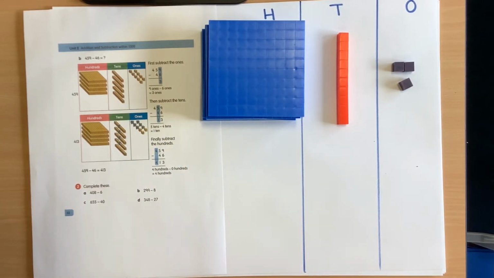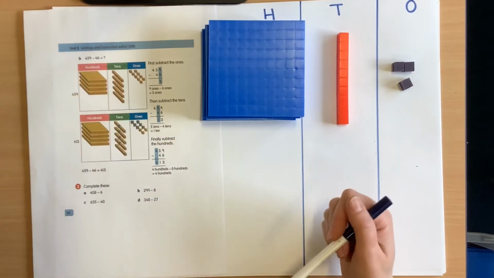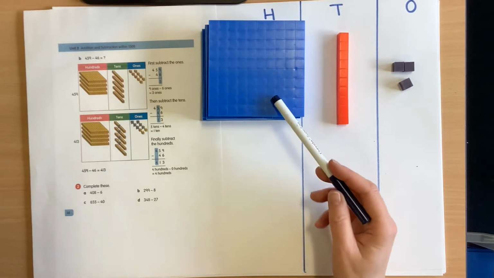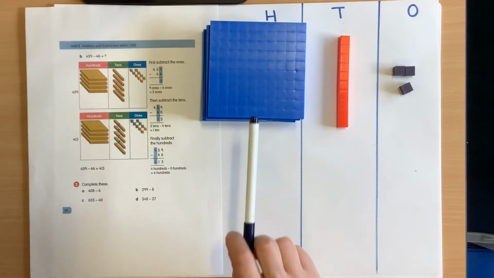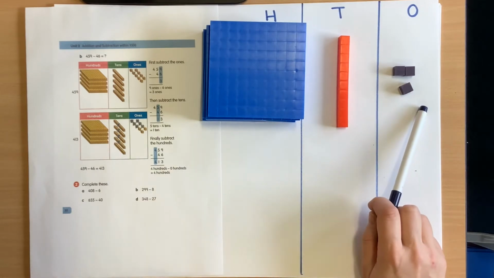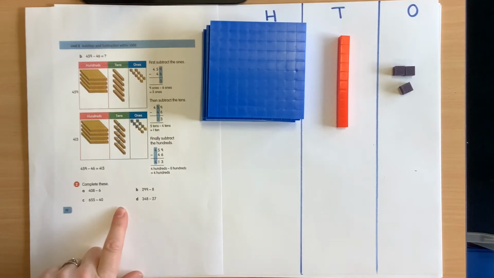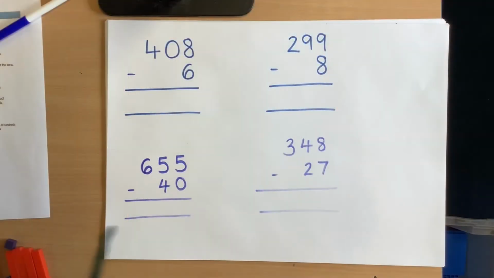Finally, we subtract the hundreds. We've got 4 hundreds. We're not taking any hundreds away, so we've still got 4 hundreds. 4 hundreds take away 0 hundreds is 4 hundreds. So our answer is 413. Okay, pause the video. I'd like you to have a go at number 2 and then unpause the video to see the answer. Here are your 4 calculations.